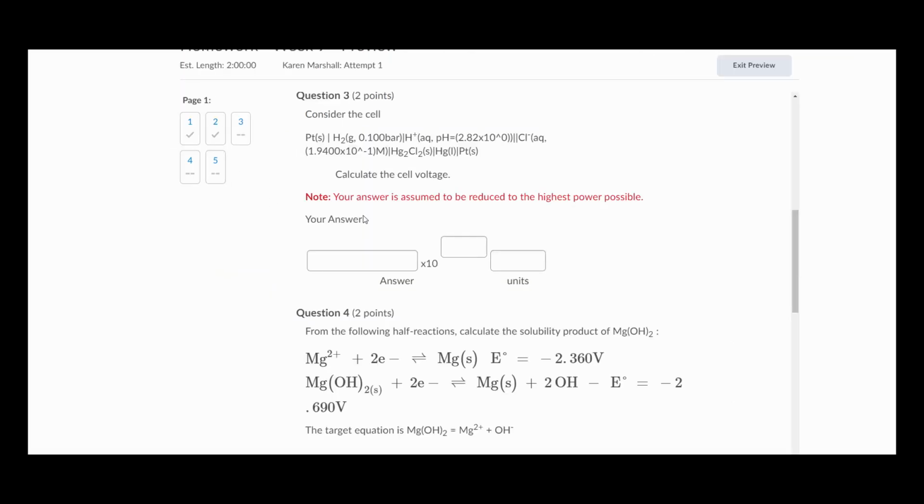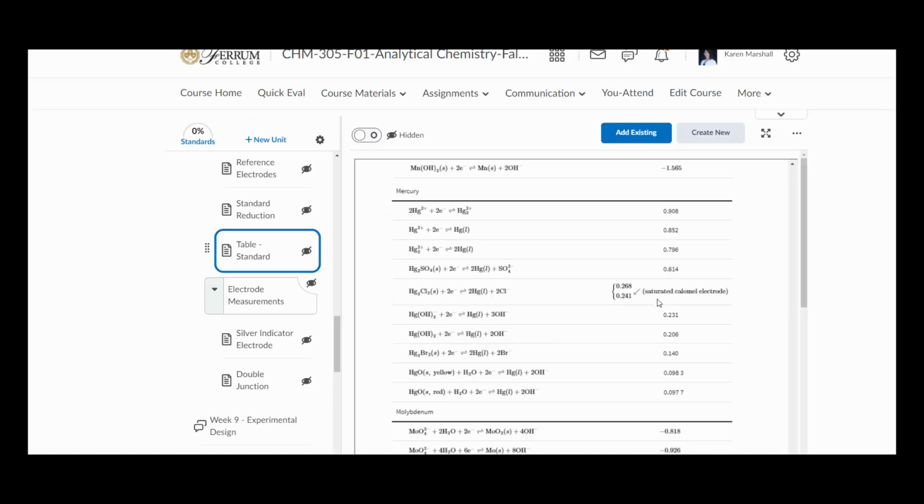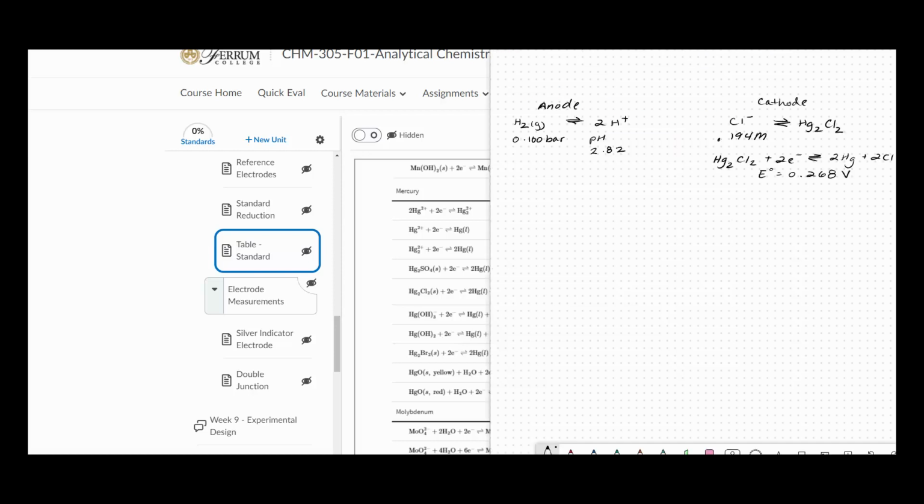Now let's go back to that question real quick. That question had a specific concentration of chloride. So I'm going to go with it's not saturated, and I need to use this equation with this reduction potential.